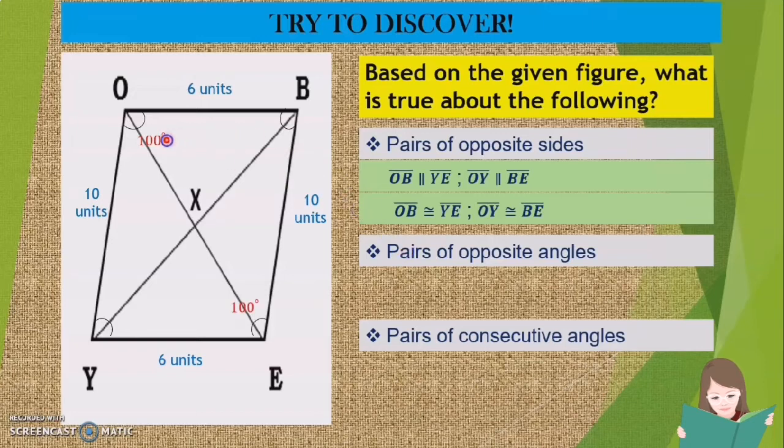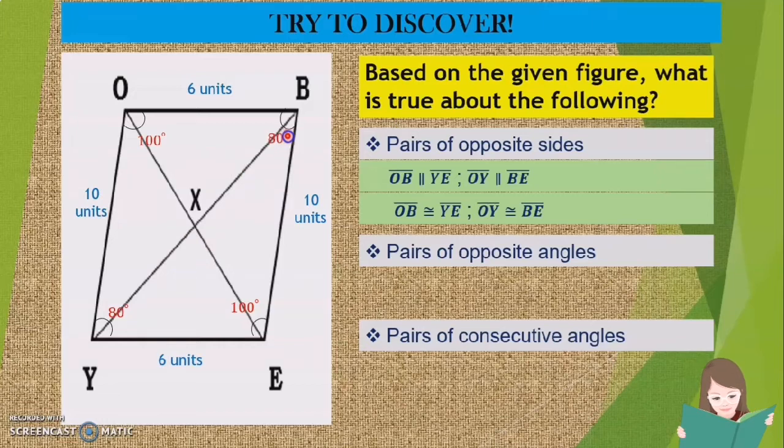Alright, so as you can see, if angle O is 100 degrees, it follows that angle E is also 100 degrees. So, what about angle Y here? If angle O is 100, then angle Y must be, again, your guess is correct. It must be 80 degrees. It follows then that angle B is also 80 degrees.